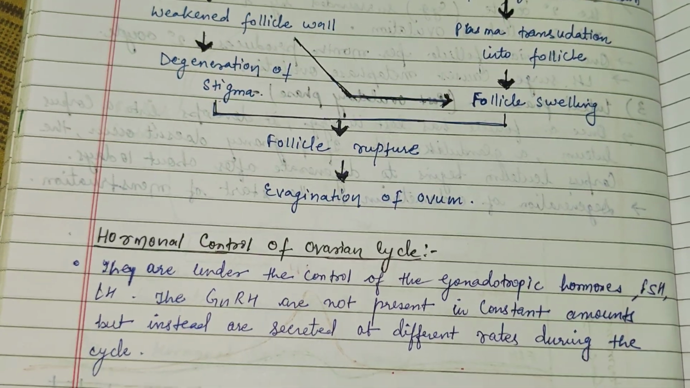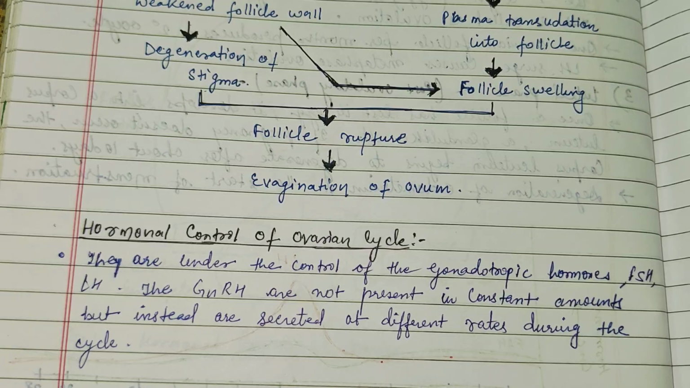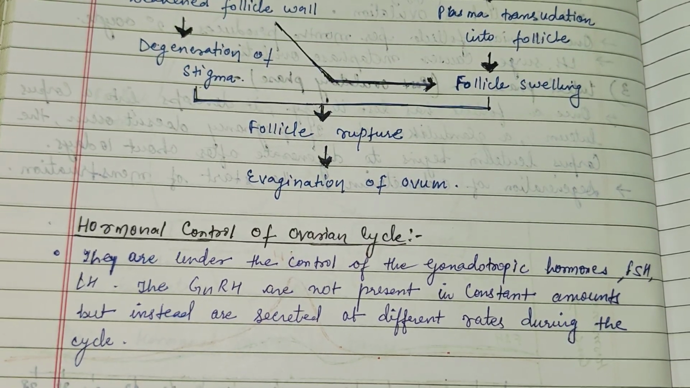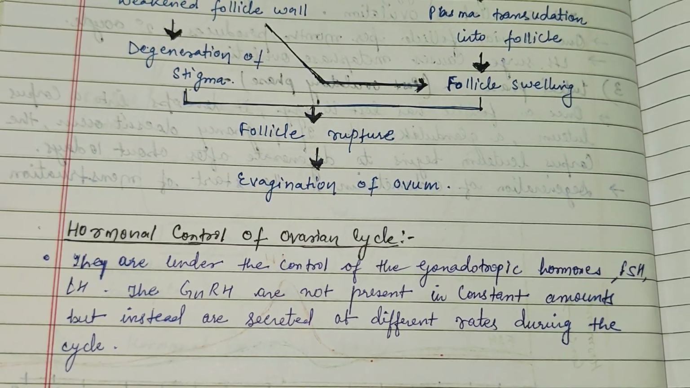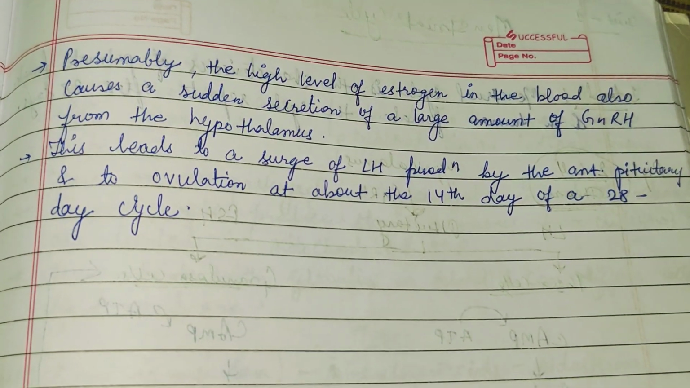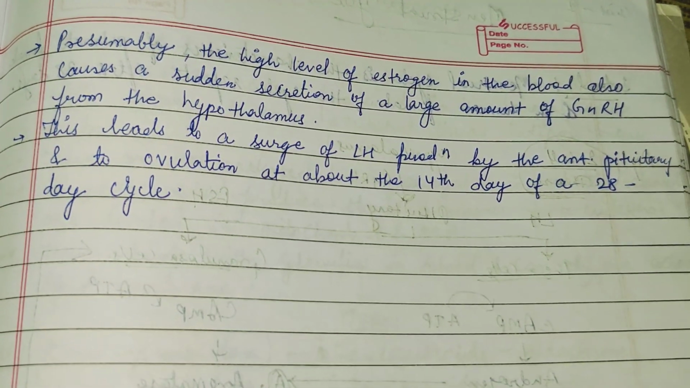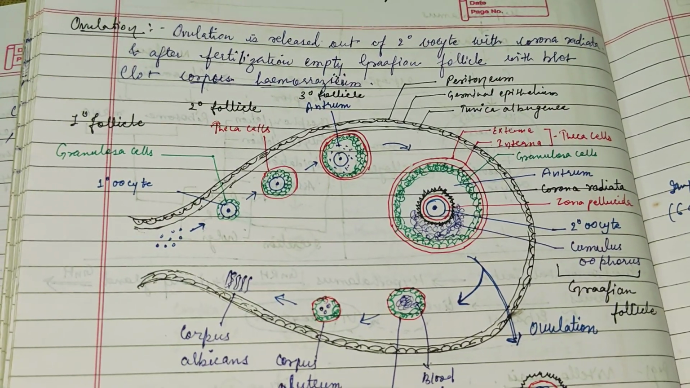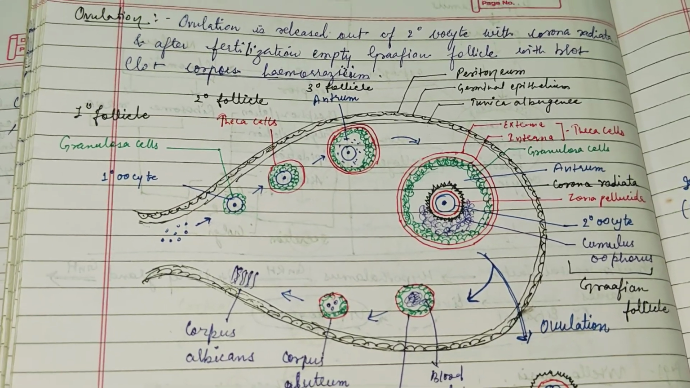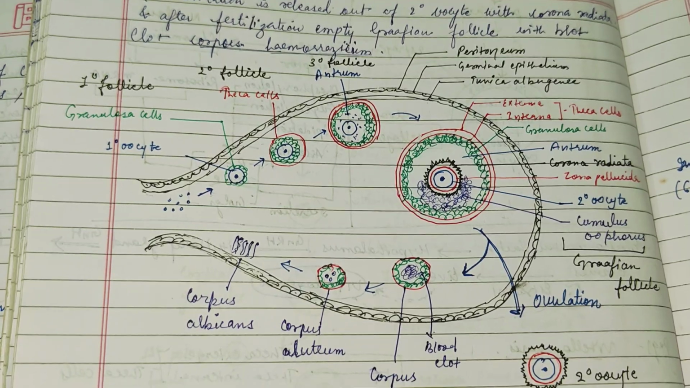Hormonal control of the ovarian cycle. They are under the control of the gonadotropic hormones FSH and LH, and GnRH, which are not present in constant amounts but instead are secreted at different rates during the cycle. The high level of estrogen in the blood also causes a sudden secretion of a large amount of GnRH from the hypothalamus.